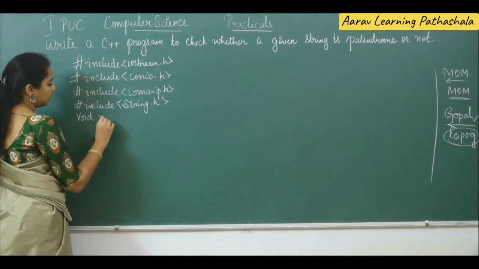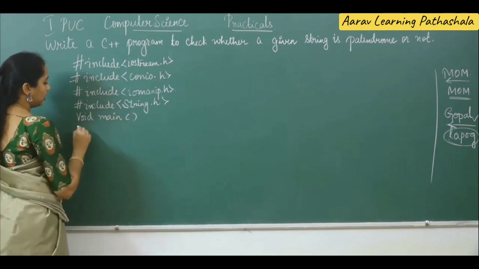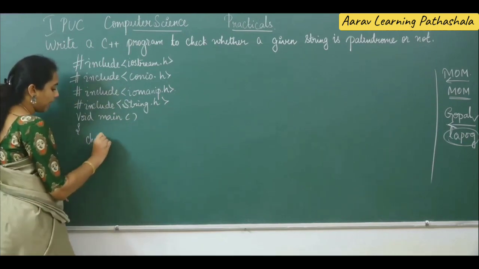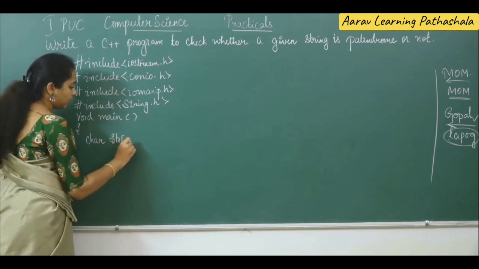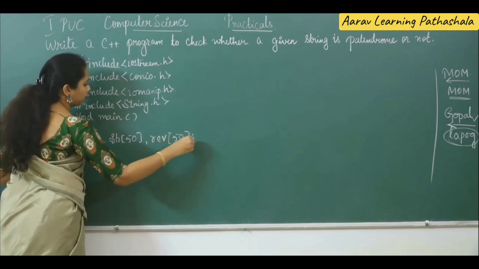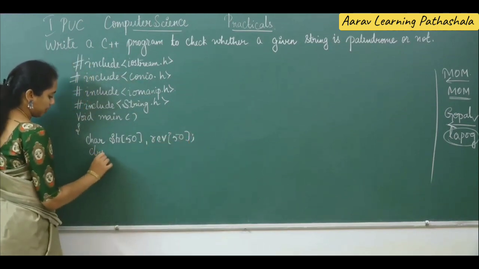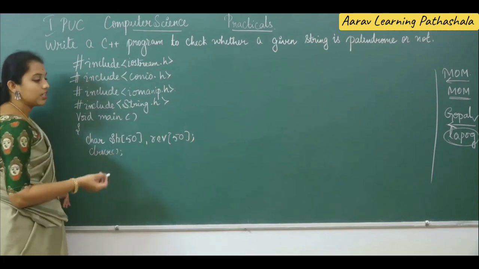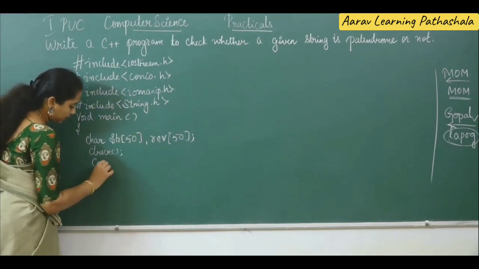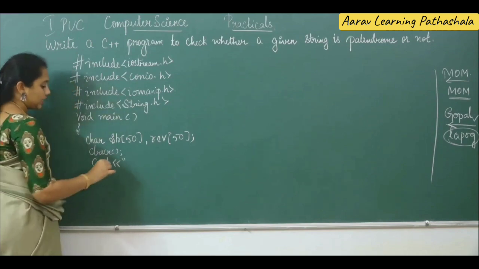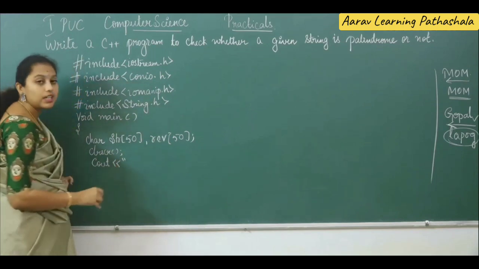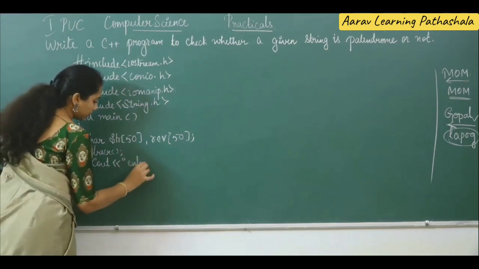In the main function, I am going to declare the required variables. That is char, the data type is char, string of 50 and reverse of 50. Clear screen function clears the previously generated output on the display screen. Next, cout. Using this cout statement, I am going to print the statement as it is, so I have enclosed it within double quotes. Enter a string.